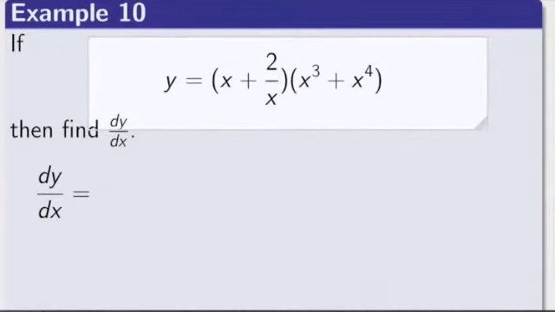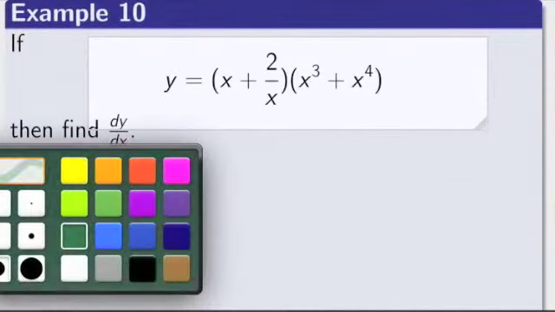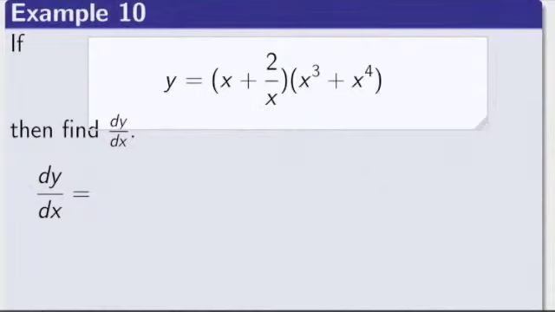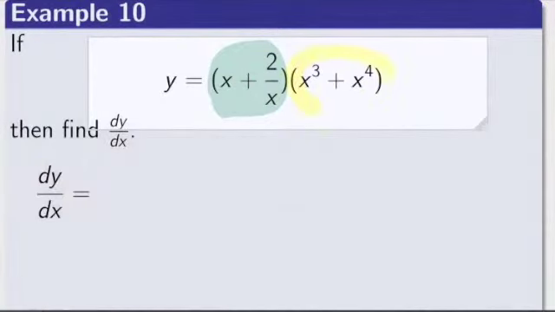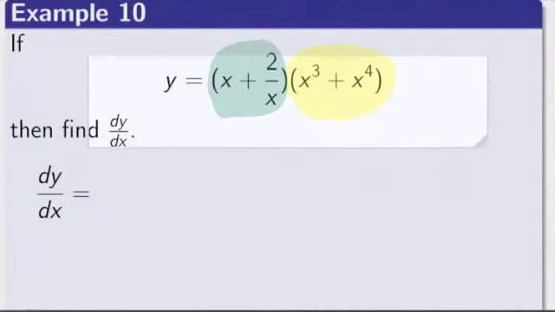Let's look at another example. Here again, y is a product of two functions. This is the first function, which is colored in green, and this is the second function, which is colored in yellow. So y is the product of two functions, and we want to differentiate y with respect to x. We could use the product rule to differentiate y with respect to x.